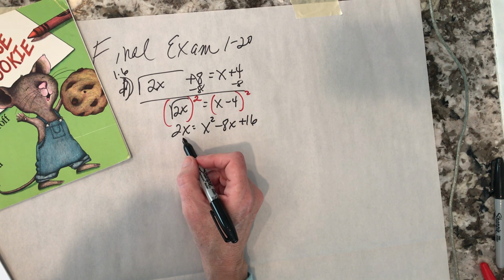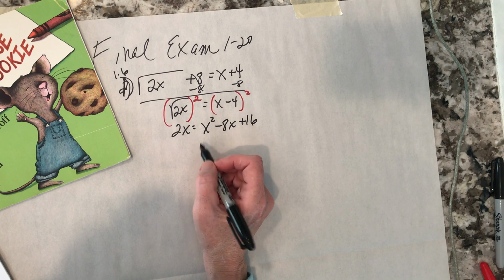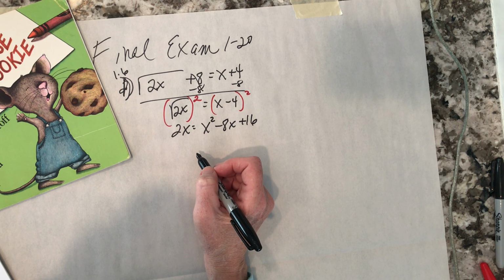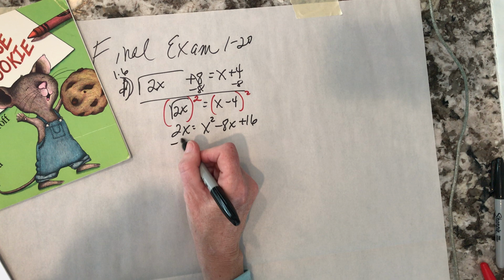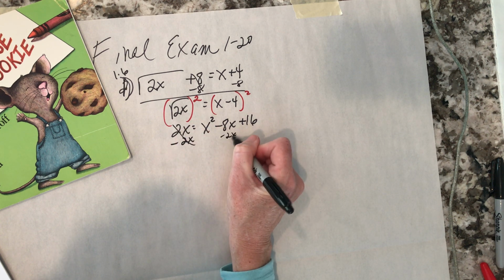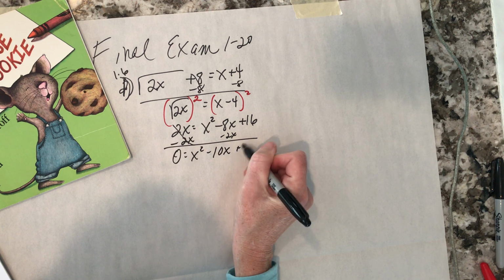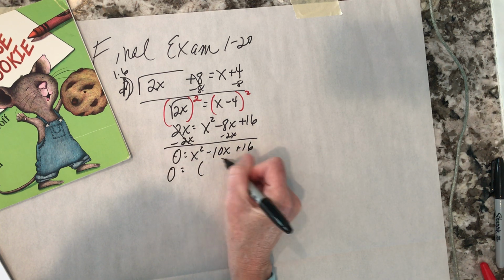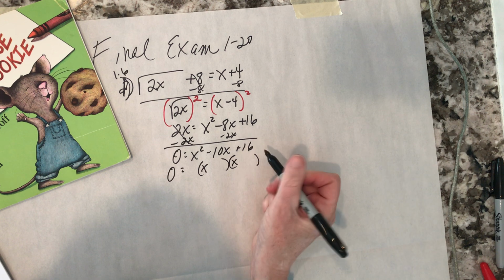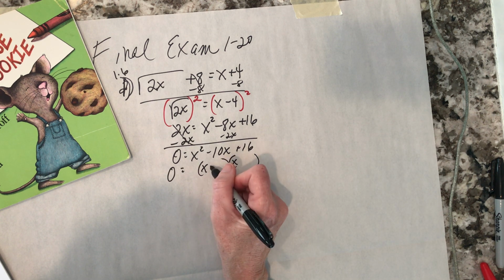Then we need to get a 0 here. Once we see this x squared, we know we've got a quadratic equation we're going to have to factor. So zero factor property is what we're going to use. Let's move the 2x over there. Factor it. Signs need to be the same and they'll need to be negatives.